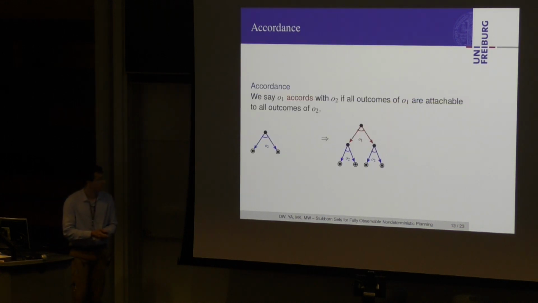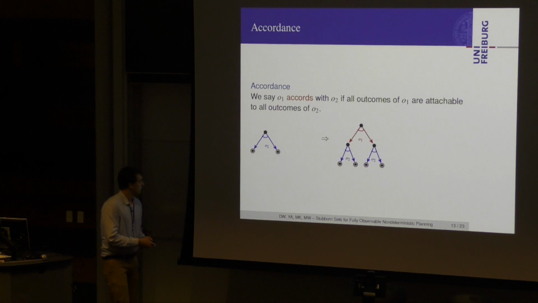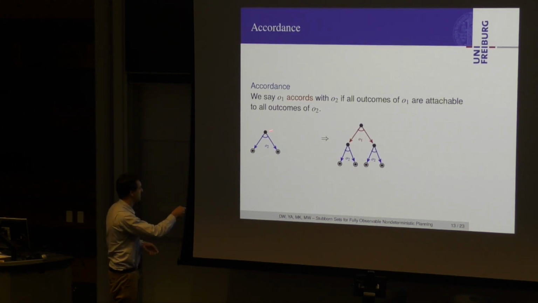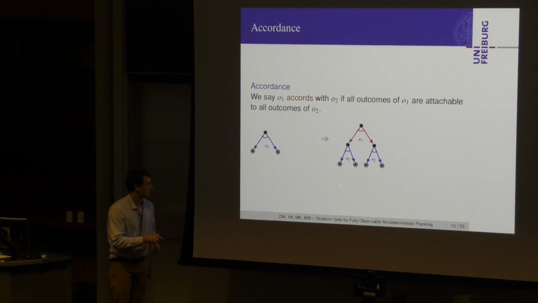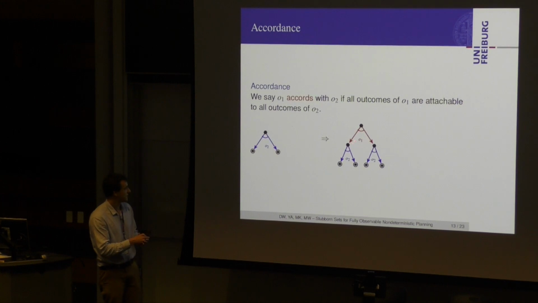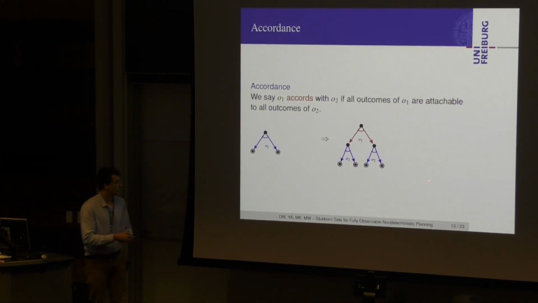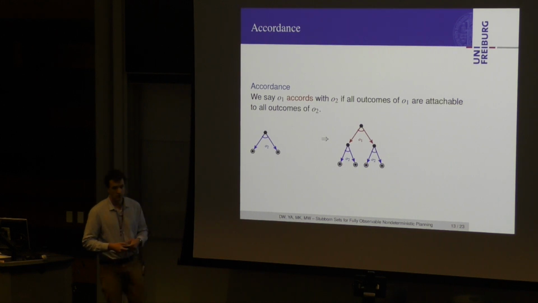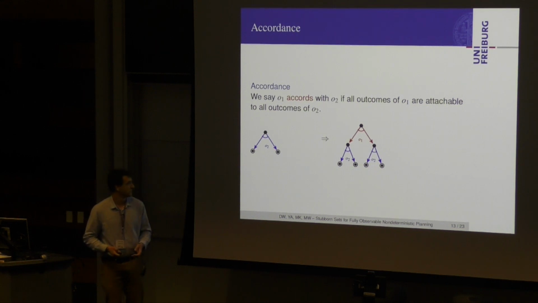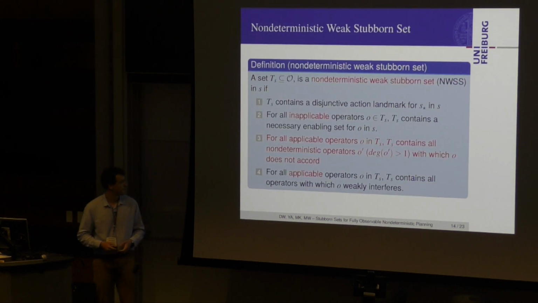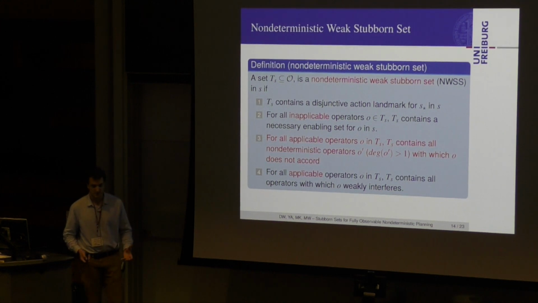That's the criterion we have for deterministic operators. Now we bring this into the non-deterministic world. If we can do this transformation here, if we have a strong cyclic plan there and have an operator O1 which is attachable to any outcome of O2, we will get this situation. And that's basically what stubborn sets in FOND are about. Now we will integrate this idea into weak stubborn sets.